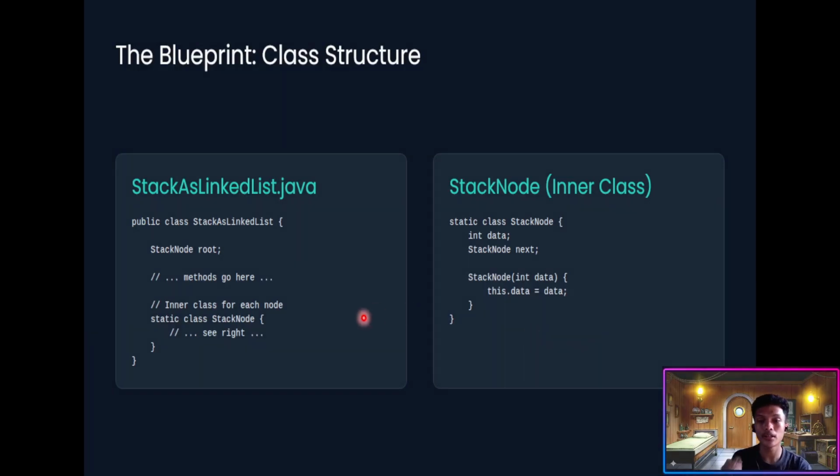Second, on the left is our main StackAsLinkedList class. It has one crucial variable, StackNode root. This root is the only thing we need to keep track of. It's the top of our stack, the node that was most recently added.